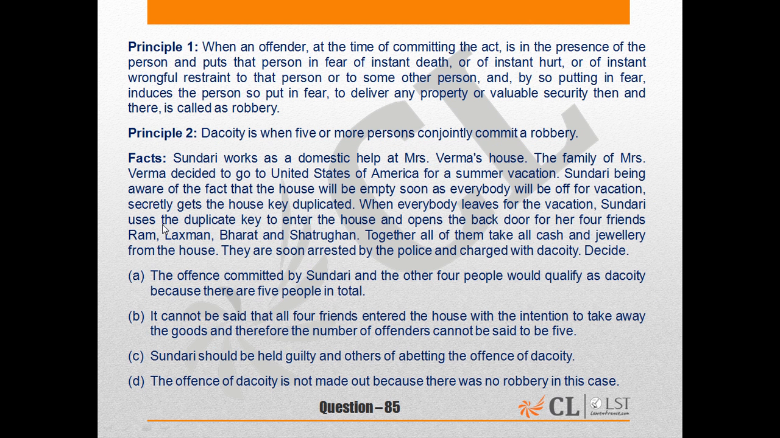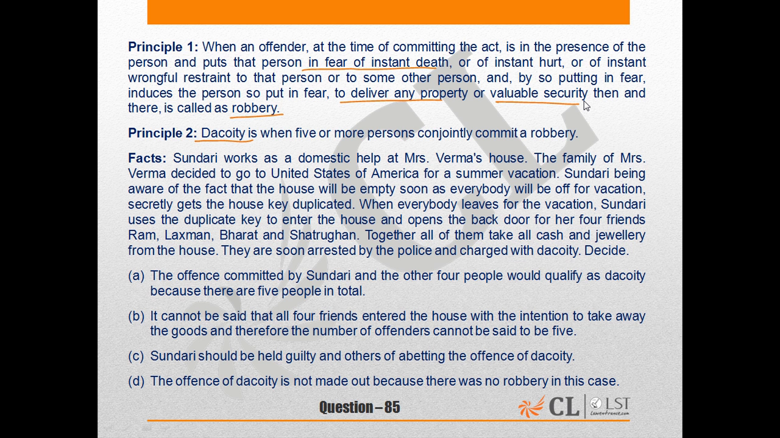Now moving on to question 85. 85 is a question on criminal law, and the first principle is the principle of robbery, whereas the second principle is the principle of dacoity. The principle of robbery says that at the time of committing the act, the person should be put in fear of instant death or instant hurt or instant wrongful restraint, and by such fear induced to deliver any property or valuable security, then it is called robbery.